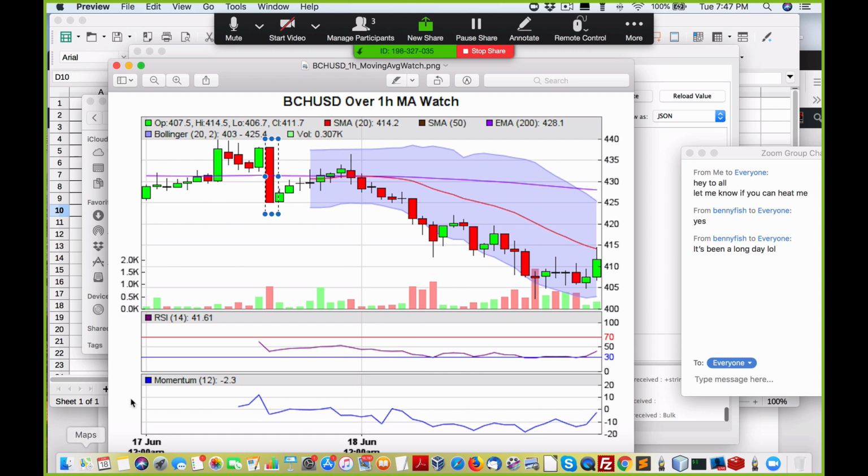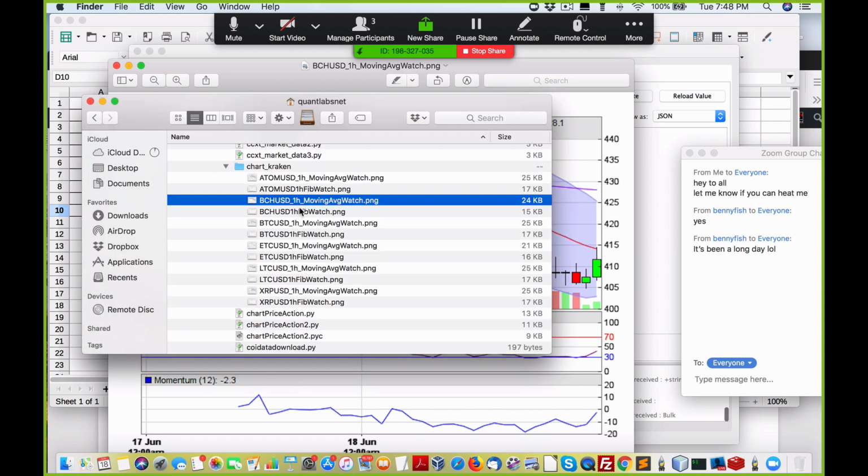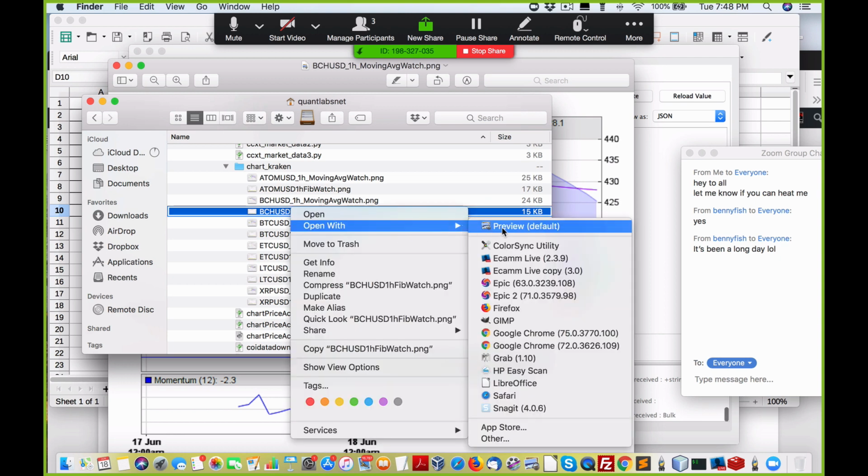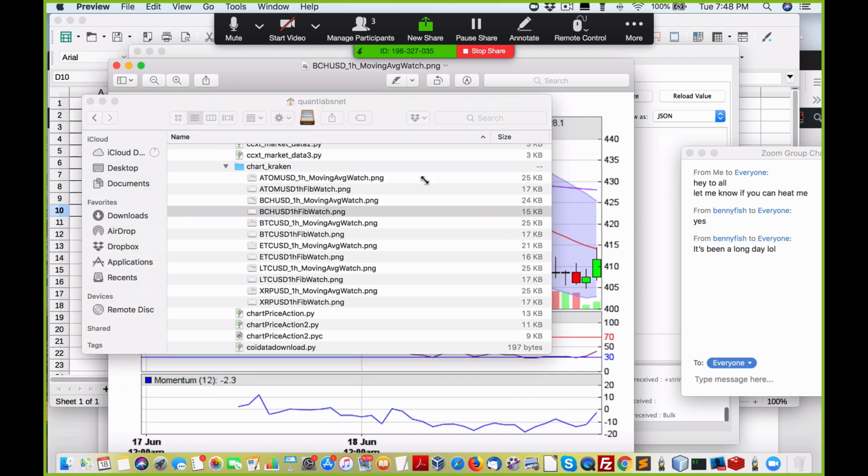Another one is the Fibonacci. So I'll show you the equivalent of that one for the Bitcoin Cash. This is really helpful for timing positions. There's different ways to trade, obviously, right?